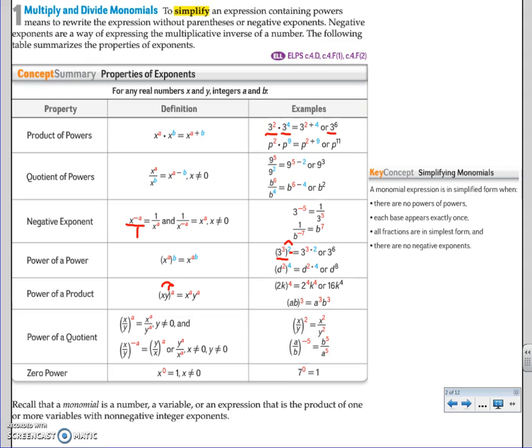Power of a quotient, same thing. You distribute the exponent to everything inside because that is still a monomial. And anything to the 0 power is 1, as long as x is not 0. So 7 to the 0 power is 1. Make sure you know when something's fully simplified. No powers of powers. Each base shows up once. No reducible fractions and no negative exponents.